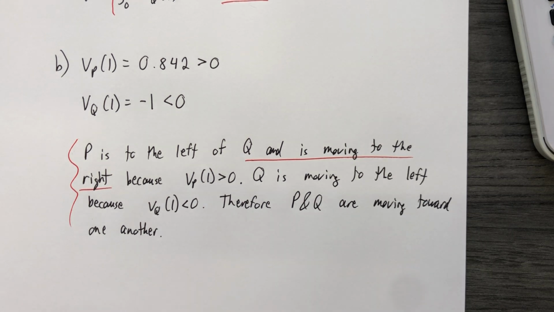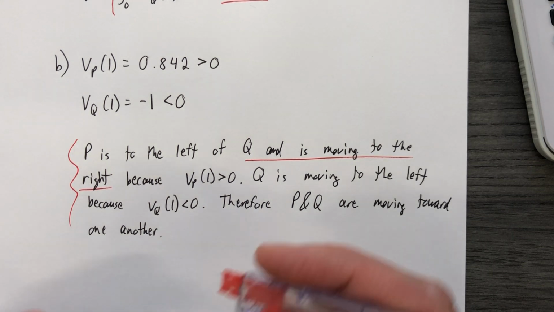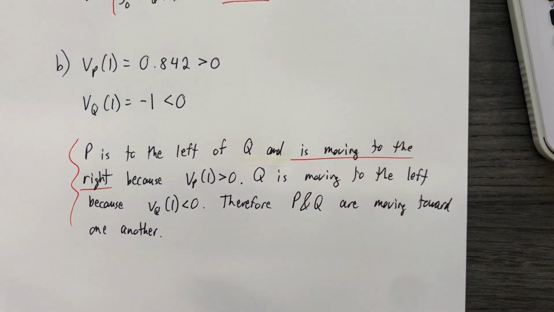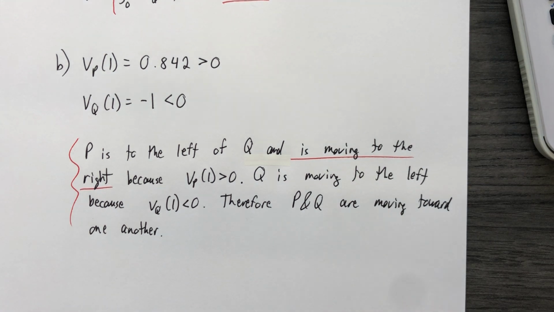Oops, not Q is moving to the right. P is moving to the right. P is to the left of Q and is moving to the right. Subject to that sentence is P, so therefore it works. All right, let's go to part C.